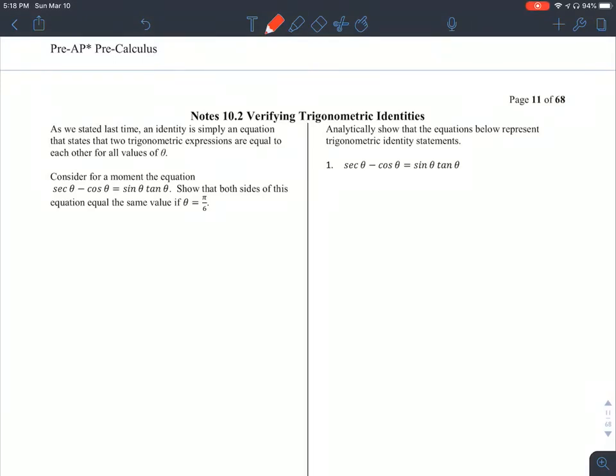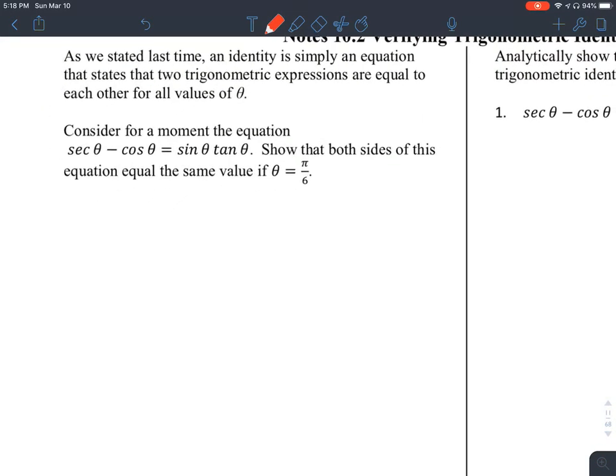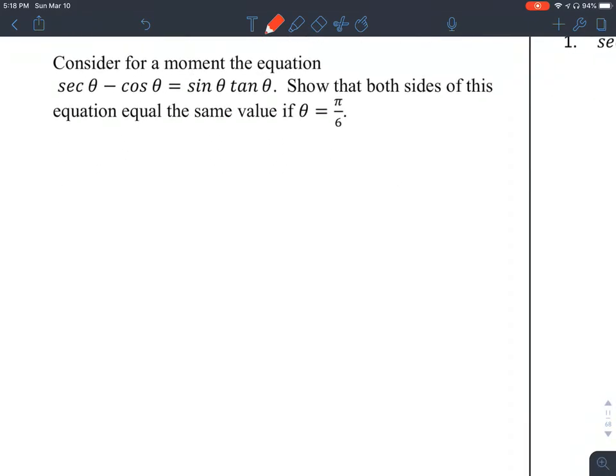All right, this is pre-AP Precalculus, section 10.2. We are verifying trig identities, which means we're making the left and right sides of the equations equal to each other. Let's check this out. Consider for a moment this equation. We got secant of theta minus cosine of theta equals sine of theta times tangent of theta. Show that both sides of this equation are equal if theta is pi over 6.